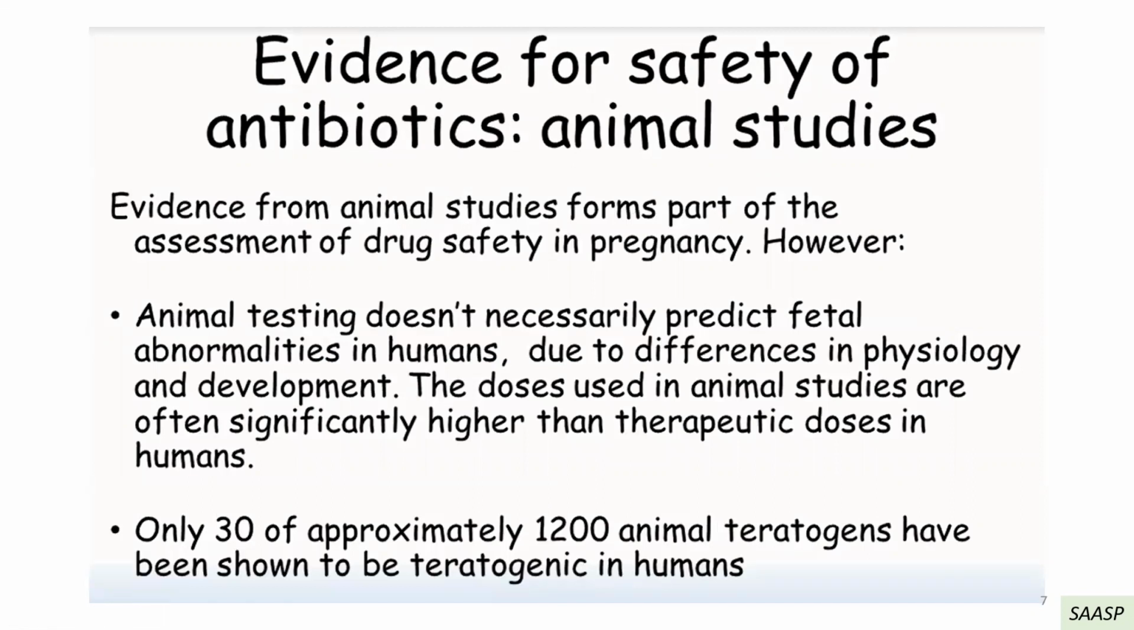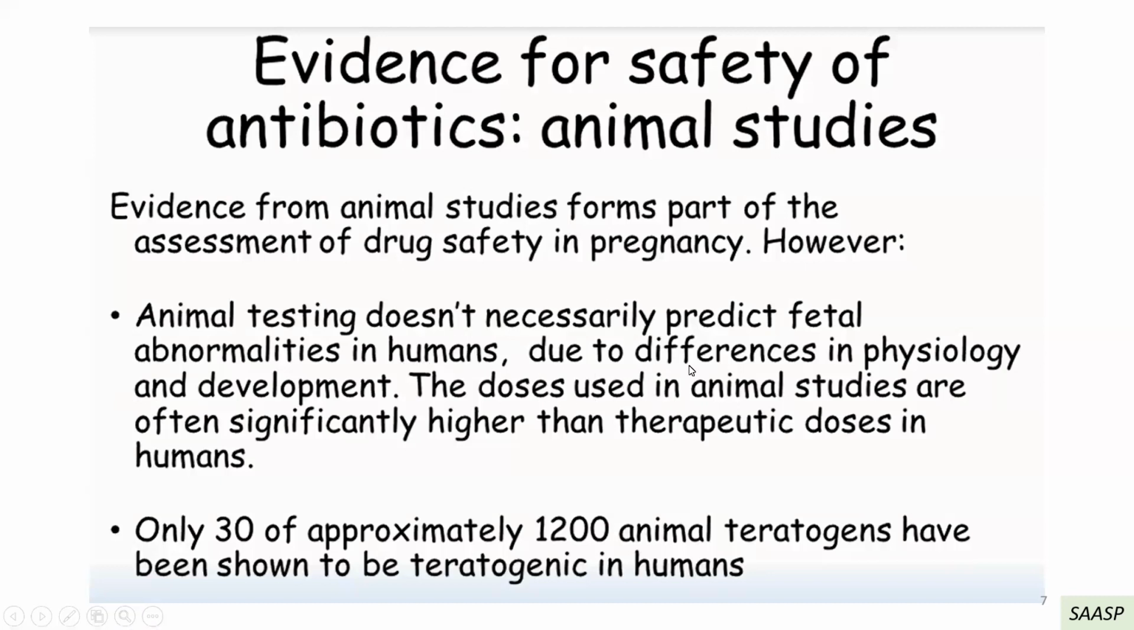So what happens in terms of the clinical trials? That's what we just highlighted. Evidence from animal studies forms part of the assessment of drug safety in pregnant women. So we use the animal studies, but you'll see later on it has its own challenges, which are that animal studies don't necessarily predict fetal abnormalities in humans. So that's where we have a challenge.